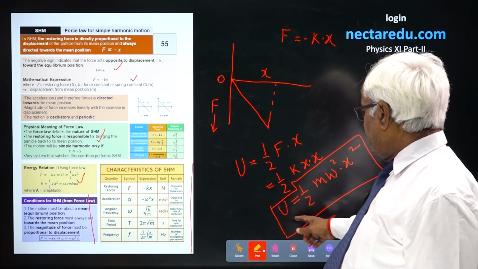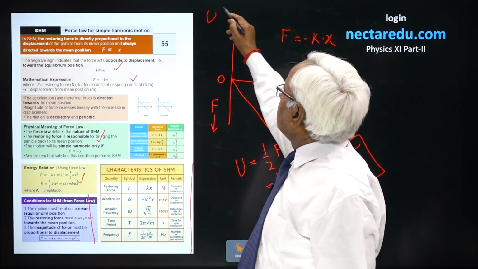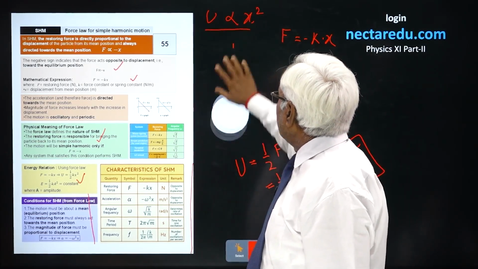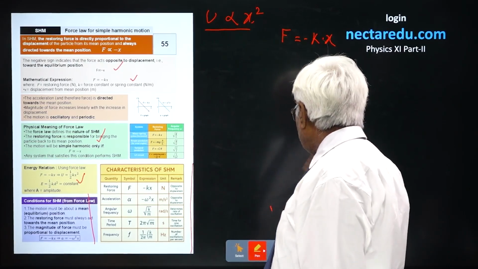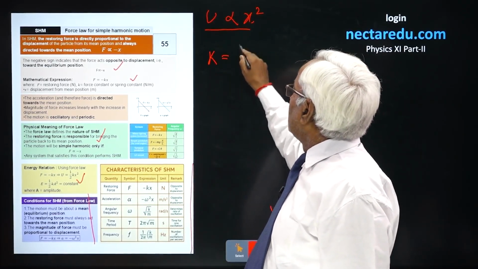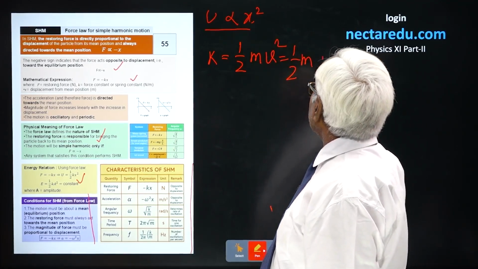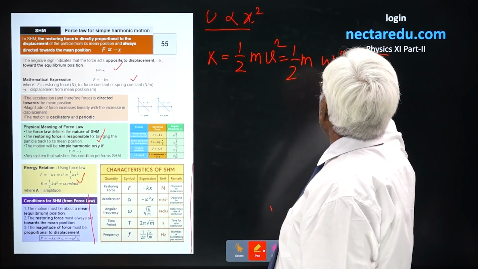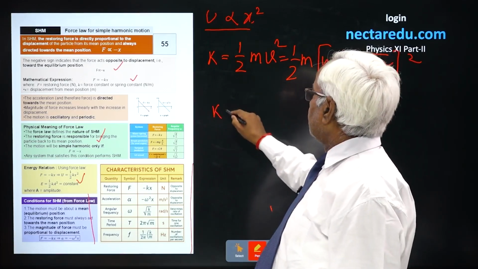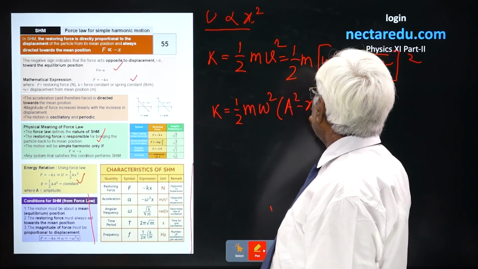For the potential energy, we have derived one term that is proportional to x square. So, the important feature that you get here is that potential energy is directly proportional to the square of the displacement. That is, you could say, a parabolic relation. Now, we try to find the term for kinetic energy. Kinetic energy, you know, is half mv square, and you know here the velocity is given by omega root a square minus x square. If you square the whole thing, you are going to find the term for kinetic energy, that is half m omega square (a square minus x square).